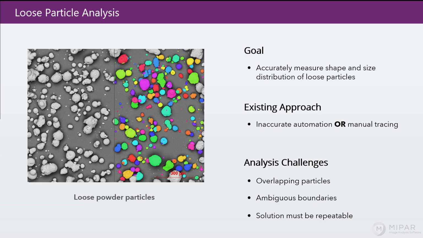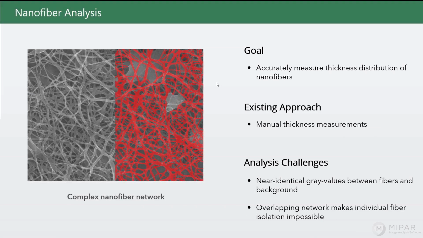So now, let's take a look at our final case. The incredibly challenging nanofiber thickness quantification. Here we see an SEM image of a chaotic and heavily overlapped nanofiber network. Often the aim of images like this is to quantify the thickness distribution of all visible nanofibers. Well, there are two main challenges.